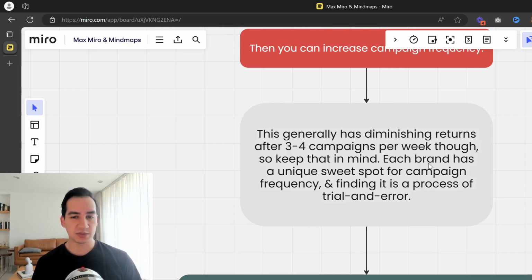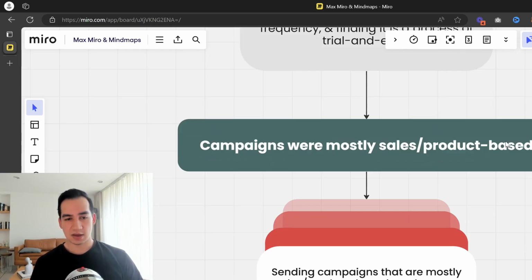Each brand has a unique sweet spot for campaign frequency. Finding it is a process of trial and error, and that's going to depend on several factors, like the affinity for your brand with your subscribers, how big the list is, etc. So that's why you got to test it out. All right, so their problem number two was campaigns were mostly sales and product based.